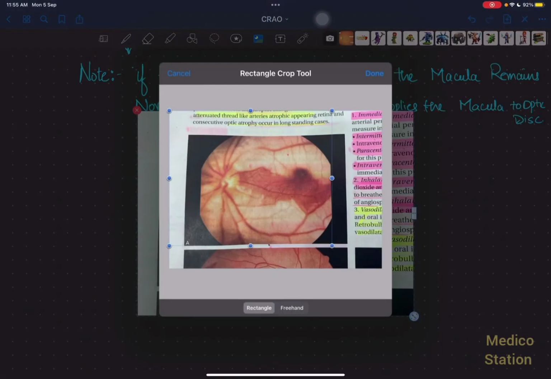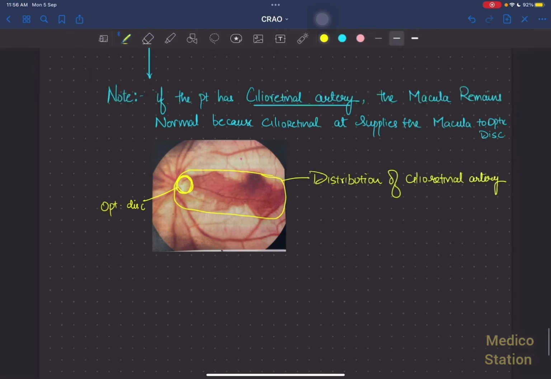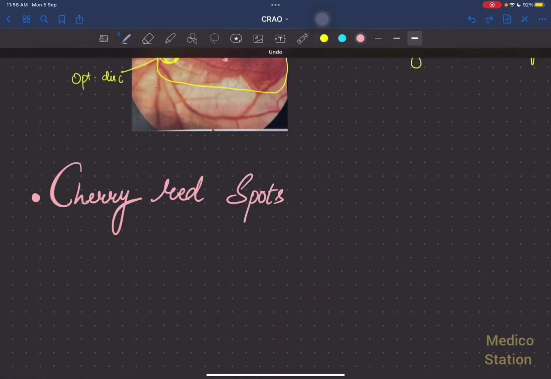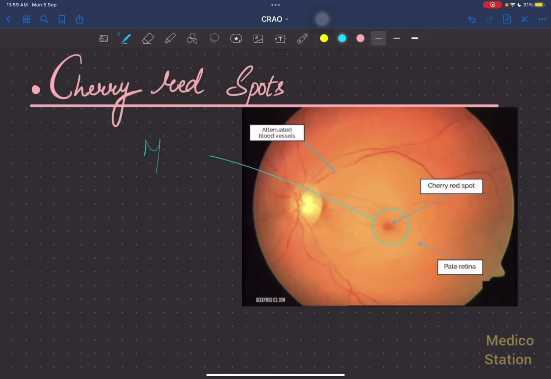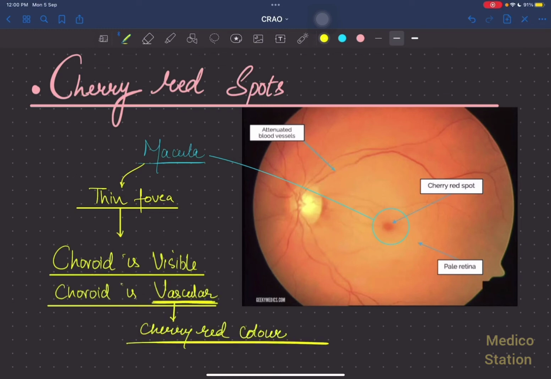Okay, this is the diagram which shows us the milky white retina in the periphery, but there is normal retina where I am drawing right now. This is the area supplied by the cilioretinal artery. Another sign to look for is cherry red spot. Here is the diagram. Here at the macula, there is a thin central portion called the fovea. It is so thin that choroidal blood vessels are visible through it, therefore causing the fovea to appear red like a cherry.